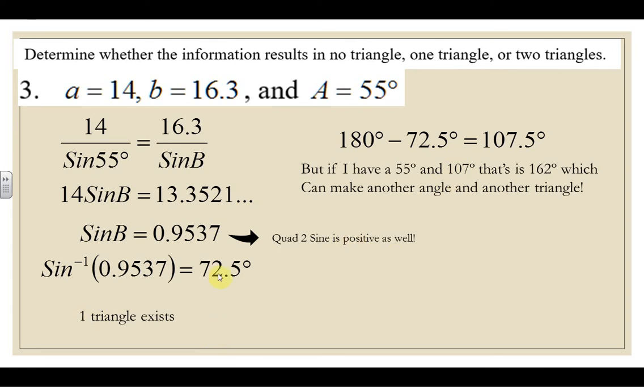Okay. We got 72.5. So if we did 180 minus 72.5, I'm left with 107.5. And if I add that to 55, I'm still underneath 180, so I could get a third angle in there. Yeah, you could. So that means I not only have one triangle that works with this angle, I'll have two triangles that work with that angle. So two triangles. It is 2.